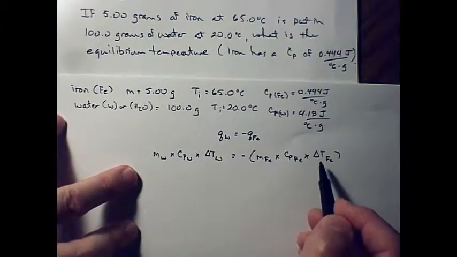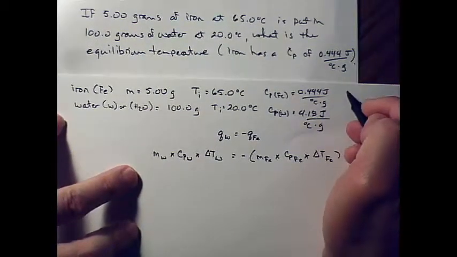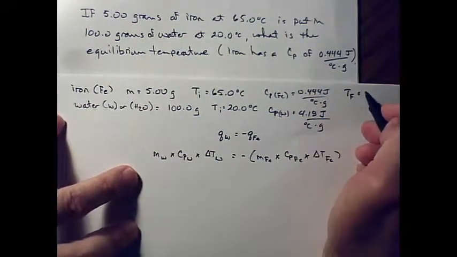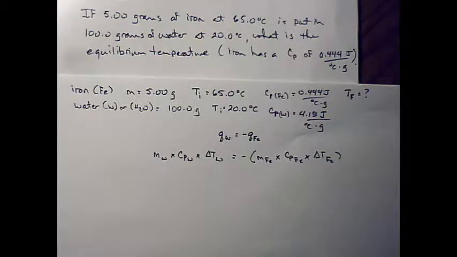But we aren't looking for change in temperature. We're actually looking for temperature final. And the temperature final for both is going to be exactly the same, because that's the equilibrium temperature. When the point where they have the same temperature is reached, they both are going to have the same temperature, so temperature final will be the same. Yes?